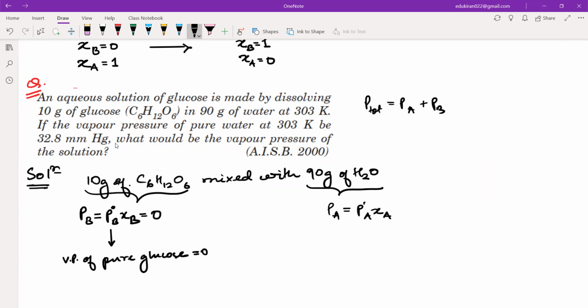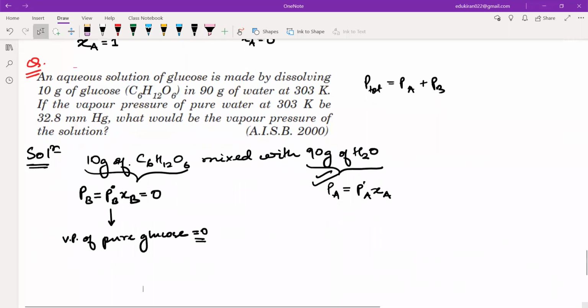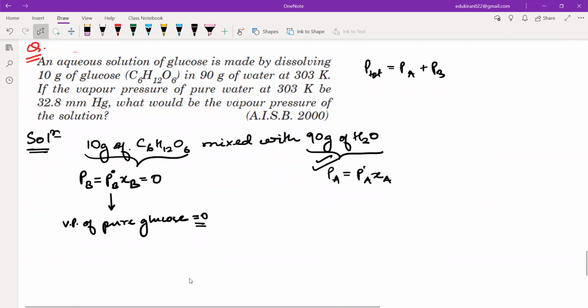In the total pressure, the only component that will be there will be due to the water. The vapor pressure of the solution will only be due to water, not because of glucose, because P naught B, the vapor pressure of pure glucose, is equal to 0 as it is a non-volatile solid. Is that clear? Yes or no?